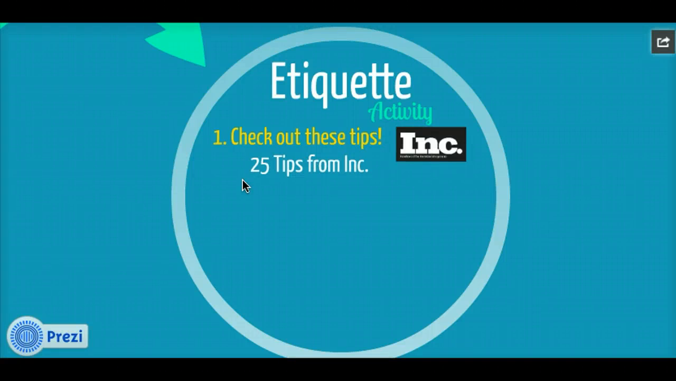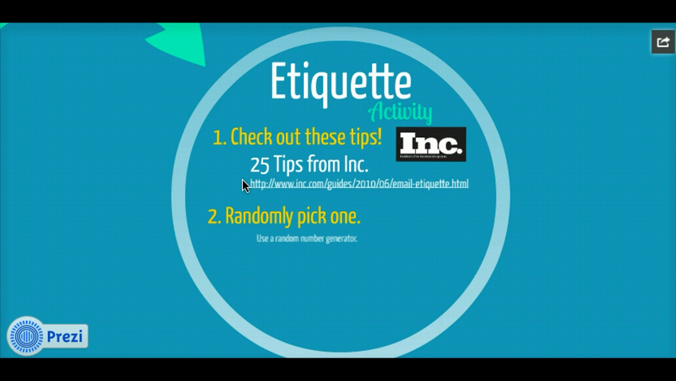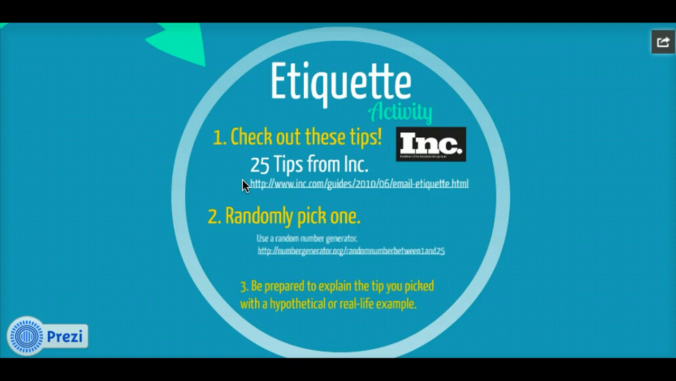So there's 25 tips. I want you to read through or skim through all of them to get a sense of what these tips are. There's a link here in the video, but also provided in the blog portion of this post. Randomly pick one of these 25 tips to master, to understand, and be ready to present. So you can use a random number generator so that you truly randomly pick one of them. Just by following that link, it'll give you a number 1 through 25, and you can use that number to pick your tip.